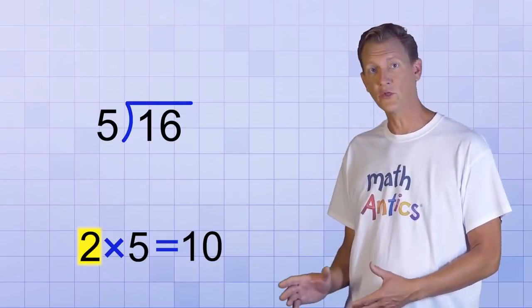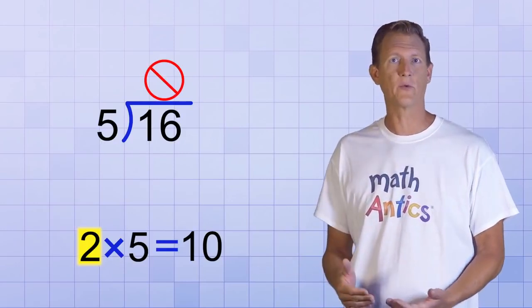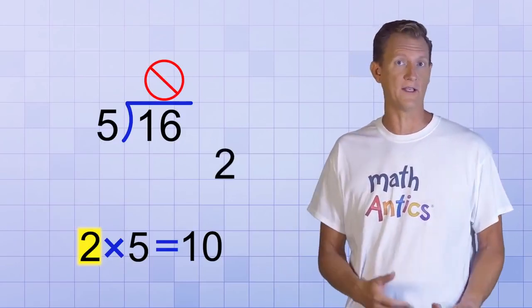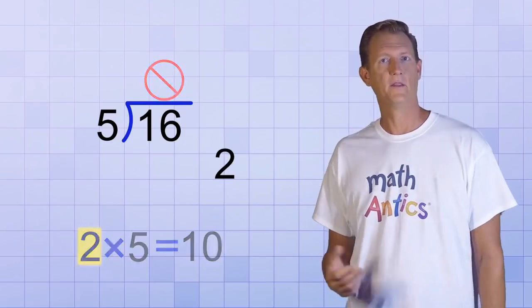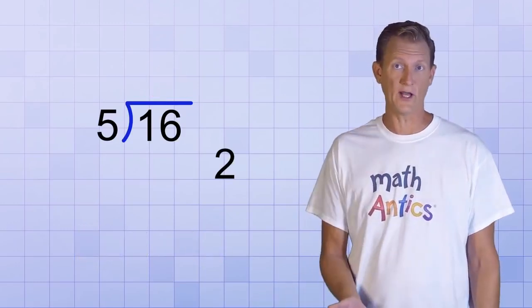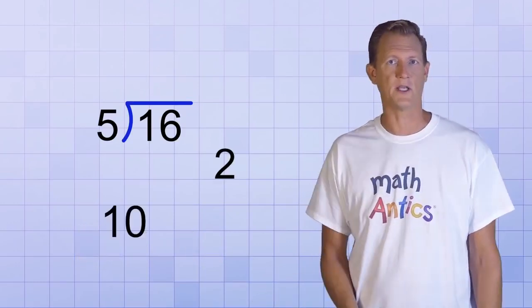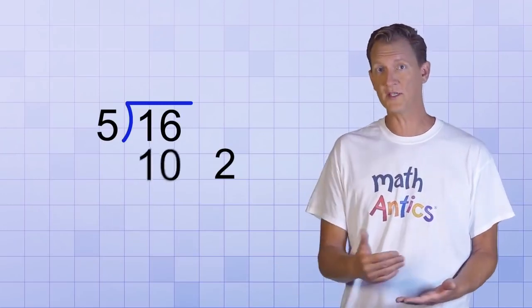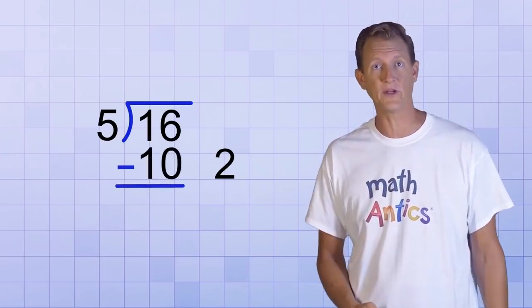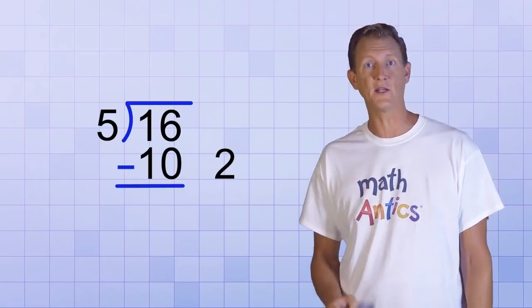We're not going to put that 2 up in the answer line. Instead, we're going to write it off to the right side of our work like this. You'll see why in a minute. Then we'll continue like we would with the standard algorithm. 2 times 5 equals 10, so we'll put the 10 below the 16 and subtract it to see what the remainder is. 16 minus 10 equals 6.